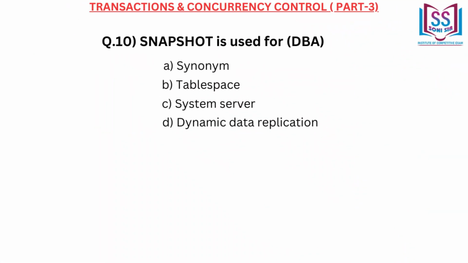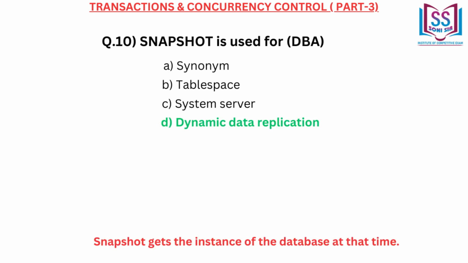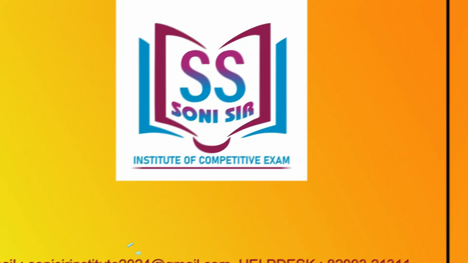Snapshot is used for DBA: A. Synonym, B. Table space, C. System server, D. Dynamic data replication. Correct answer D. Dynamic data replication. Snapshot gets the instance of the database at that time.